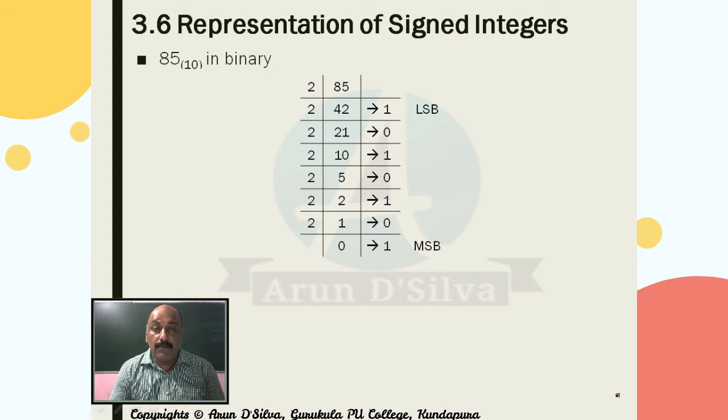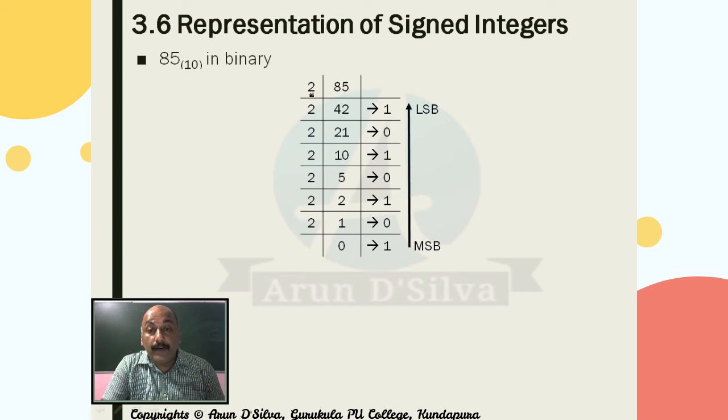The first remainder we call the LSB, the last remainder we call the MSB, and if you read from down to upwards, you will get the binary equivalent for the given decimal number. So that is what is shown here.